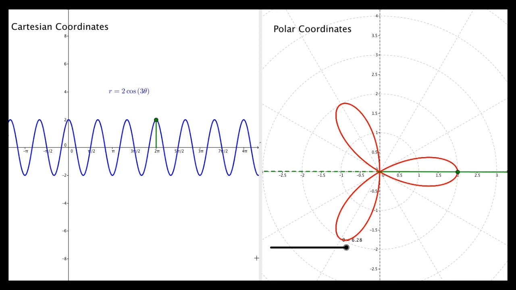Okay, so I'm going to make this applet available, so you can play around with it yourself. There's some fun things you can probably do. Just start changing the r function and see what happens. Change it to a sine 3 theta, and see what happens. Something might surprise you in relation to what happened with the cosine. So yeah, play around with it.